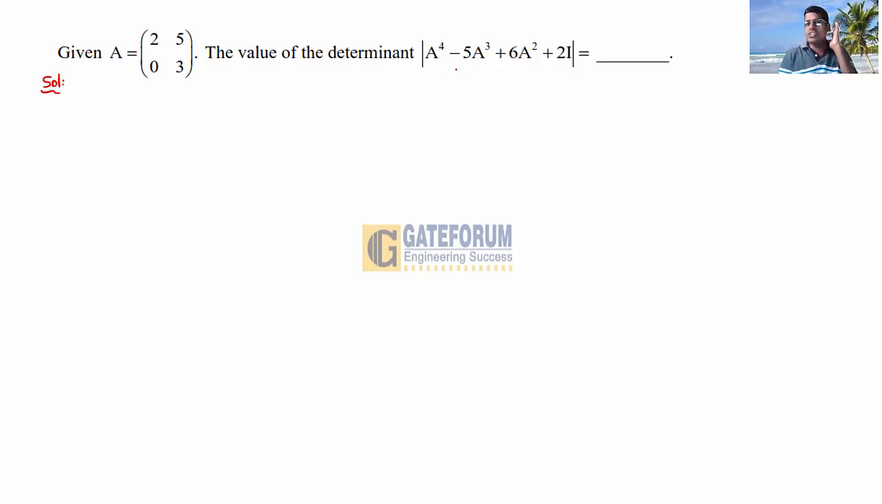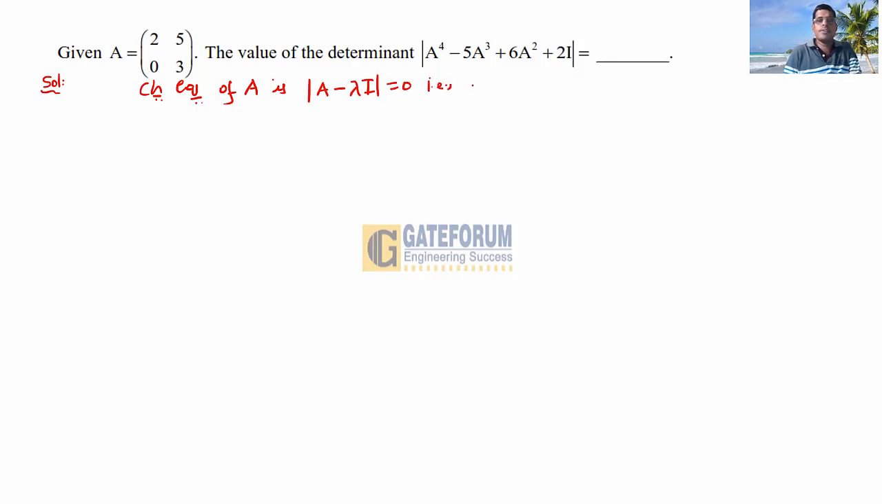The application is useful for finding higher powers of A and inverse, expressing them in lower powers of A. That is, if A is a 2 by 2 matrix, its higher powers A square, A cube, A power 4, etc. can be expressed as a linear polynomial in A. So the characteristic equation of A is determinant of A minus lambda I equal to 0.